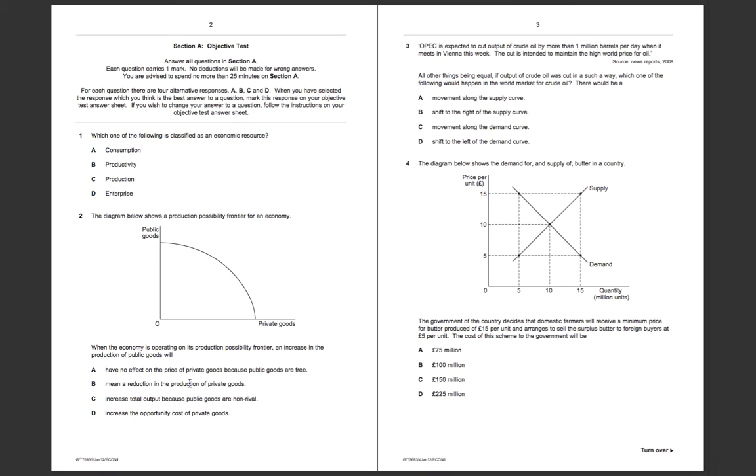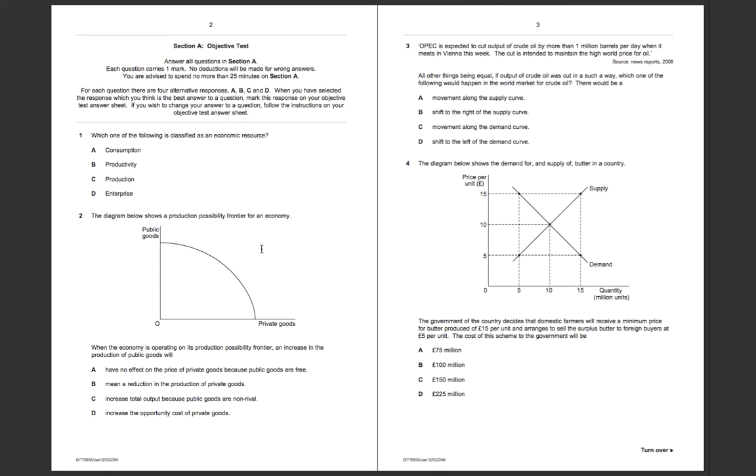B means reduction in the production of private goods. This answer is correct because if we move along the frontier towards or increasing our production in public goods, which would be represented by an increase or movement upwards on the y-axis, this means there would be less production of private goods, okay, which would be shown on the x-axis here. So therefore the correct answer is B.